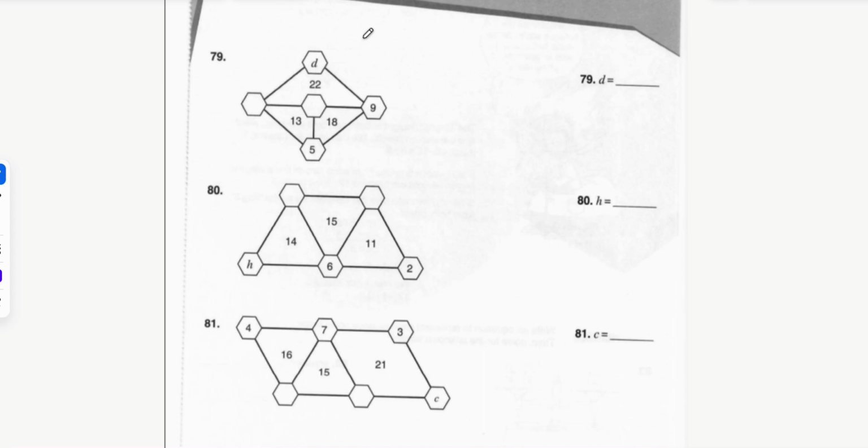First, we have to use the region with the sum of 18 to write an equation. So 5 plus 9 plus blank equals 18. We simplify the expression on the left by adding 5 plus 9. That's 14 plus blank equals 18. 18 minus 14 is 4, so we place 4 in the center hexagon.